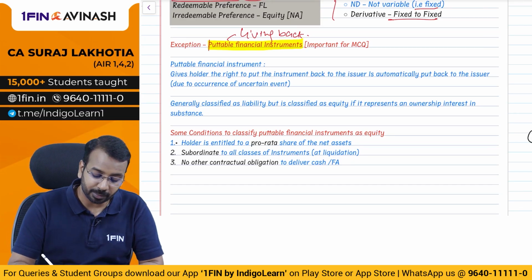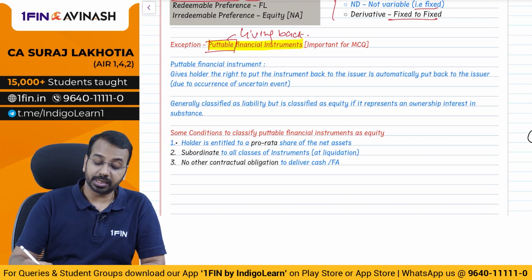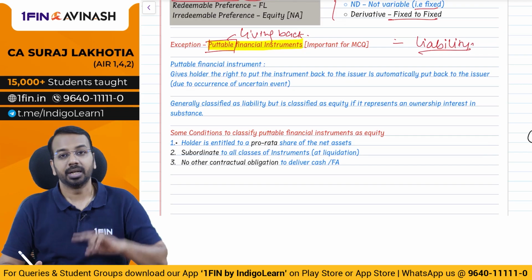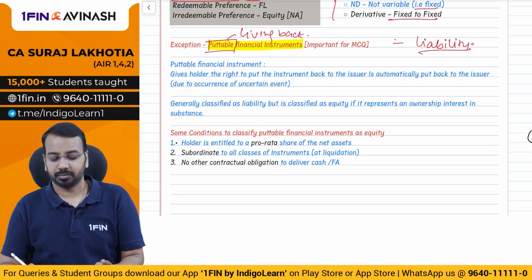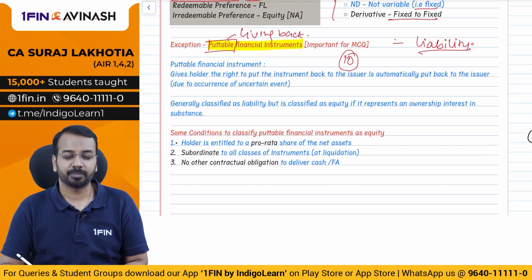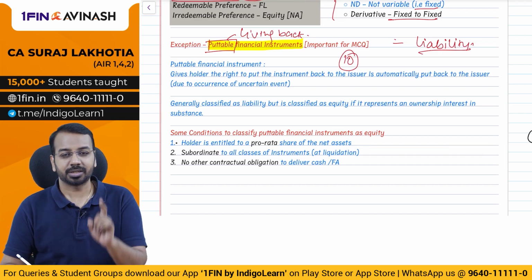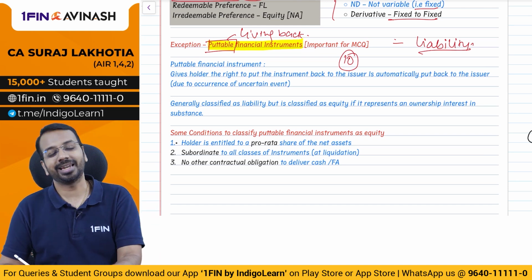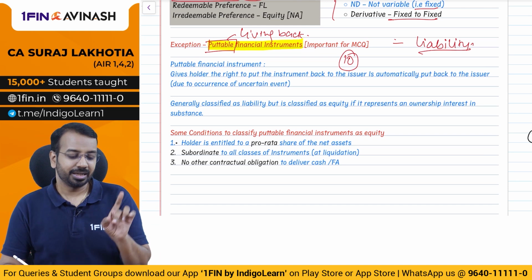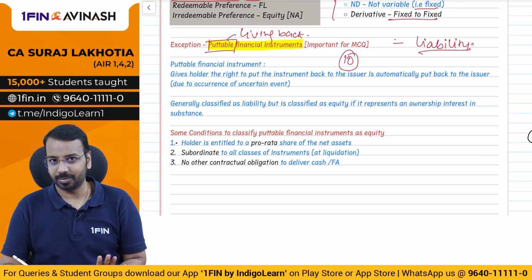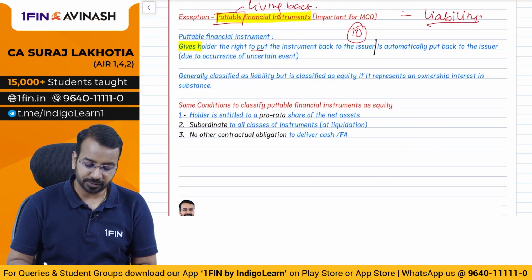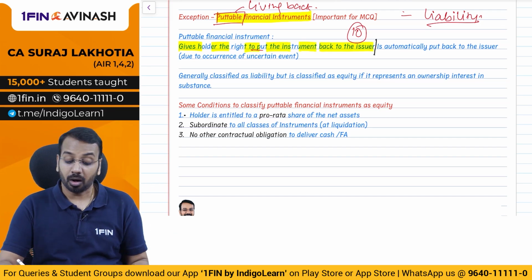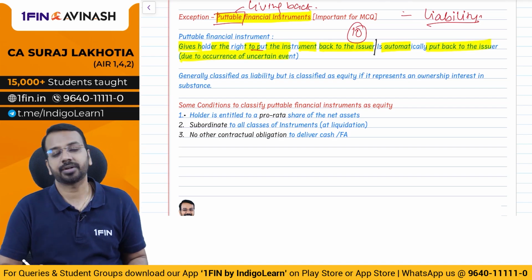Now, whenever there are puttable financial instruments, what we need to understand is these are generally in the nature of liability. For example, if there are redeemable preference shares, the preference shares have to be redeemed after 10 years. After 10 years, I have an obligation to pay cash to the preference shareholders. Whenever there is an obligation to pay cash, it becomes a liability. Am I clear? If there are preference shares which are redeemable, it becomes a liability. Now, what is this puttable financial instrument? It gives the holder the right to put the instrument back to the issuer. The holder has a right to put it back or it is automatically put back to the issuer due to the occurrence of an uncertain event.